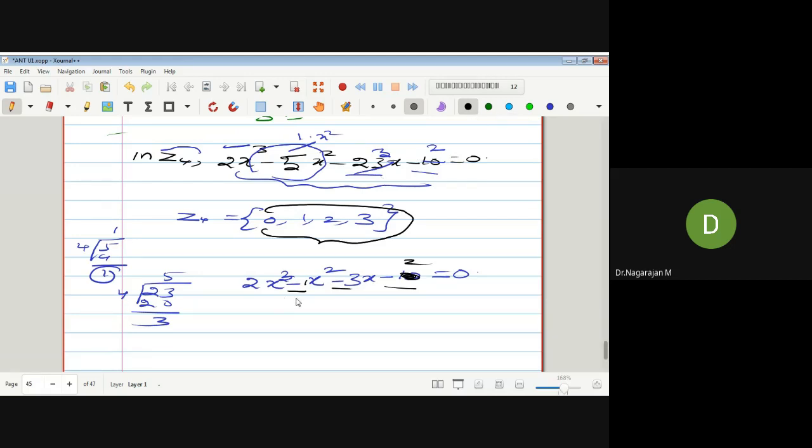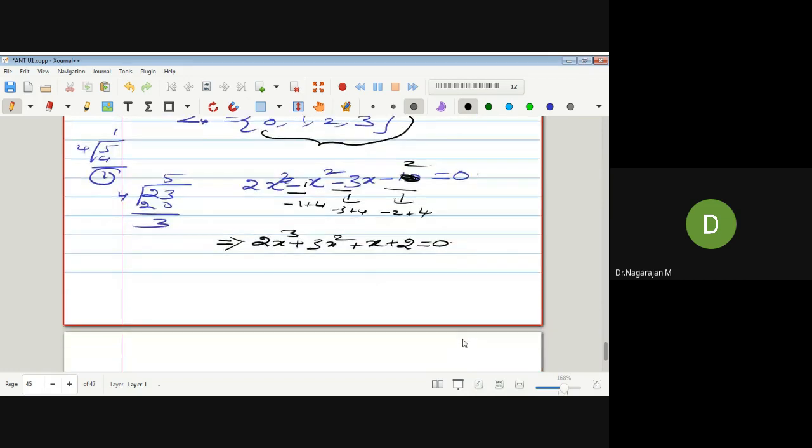We add here minus 1 plus 4. Here also minus 3 plus 4. Here the minus sign is there, minus 2 plus 4. Then the equation changes. 2x cube, minus 1 plus 4 means plus 3x squared, minus 3 plus 4 means 1 into x, that is x, minus 2 plus 4 means plus 2, that is equal to 0. This is a polynomial in integer modulo 4 in the given equation format.